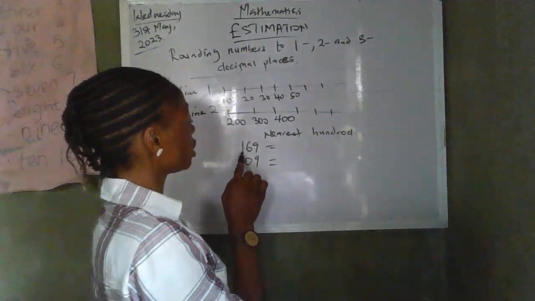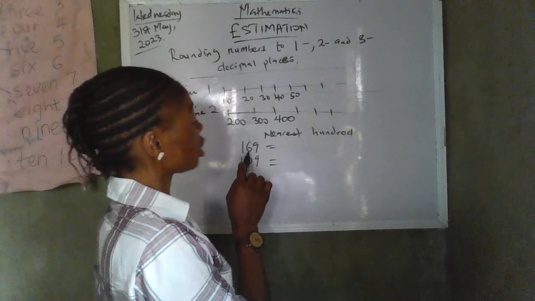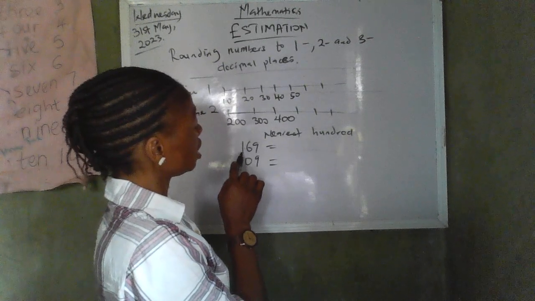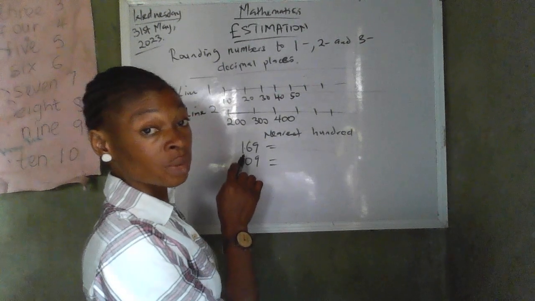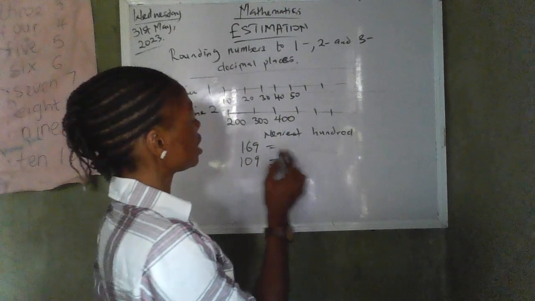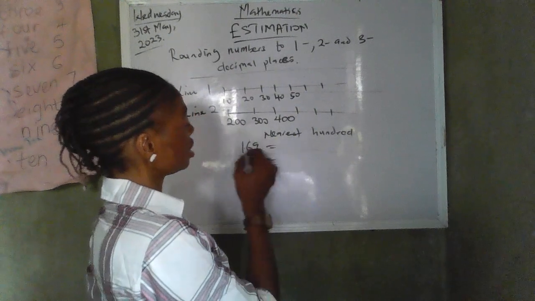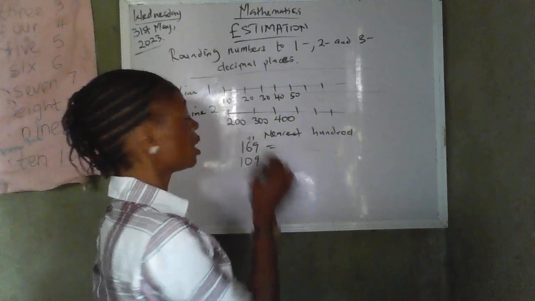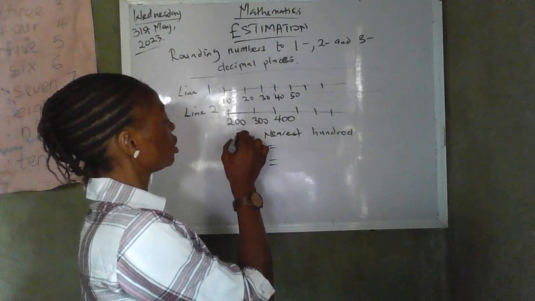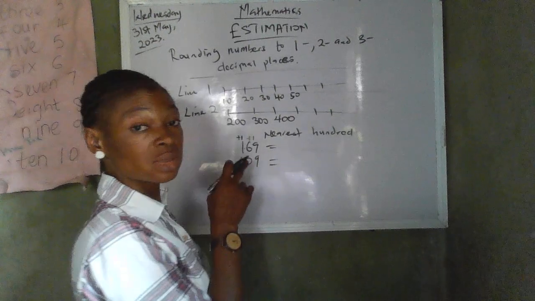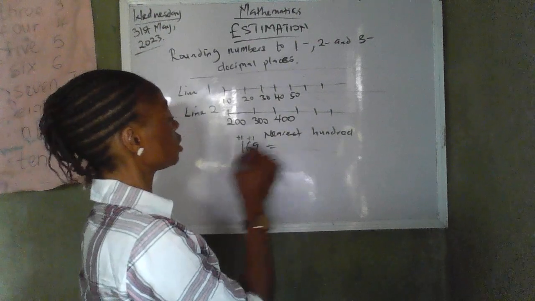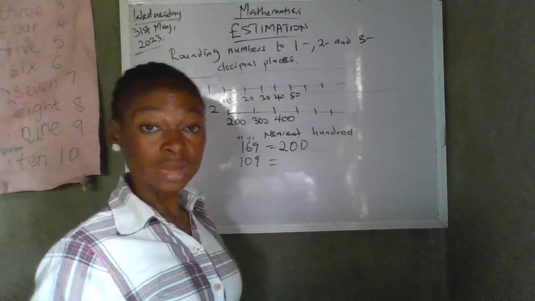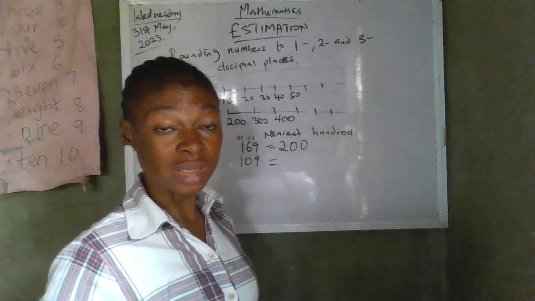Now, for this one, 169, 6 holds the place value for tens, which comes after 1, which holds the place value for 100. Now, when estimating, this 6 rounds up to 1, and then you add it to this 1 here because you're estimating to the nearest 100. So 1 plus 1 gives you 2, and then you have 200.